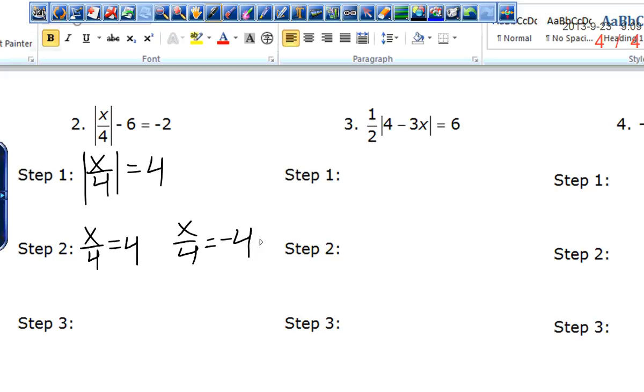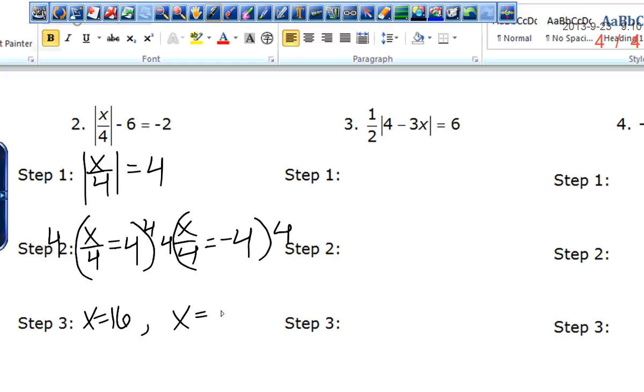Same problem. Last step, we can actually do both of them at the same time with just one step. Solve for x. You multiply both sides by 4, on both of them. So that means x is going to be 16 and negative 16.